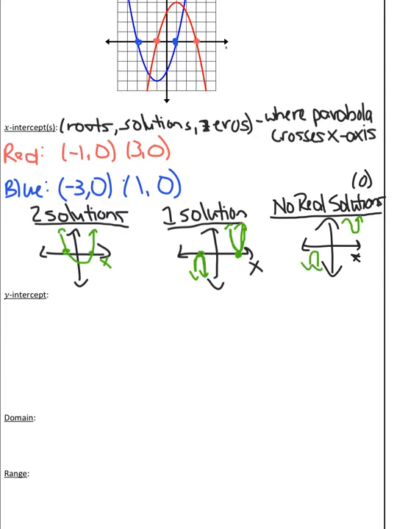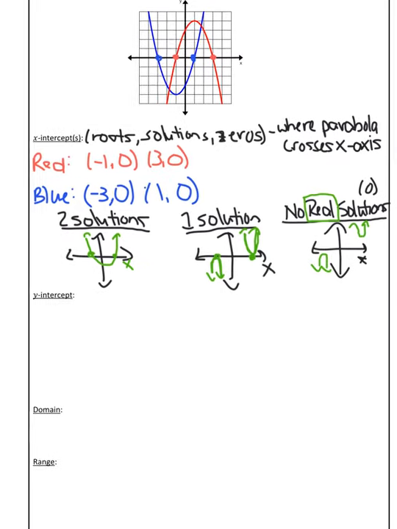So it starts with the minimum point somewhere above and it goes up, or the minimum point's below the x-axis and it goes down. So you can have two solutions, one solution, or no real solutions. Real is kind of important with this because, as I said, there are imaginary solutions that we're not going to worry about this year. All right, so those are x-intercepts.